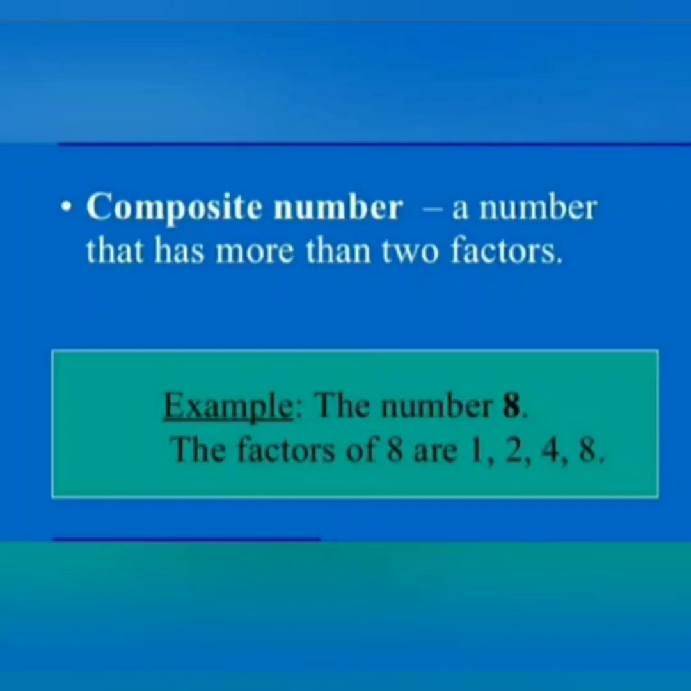Let's take an example. The number 8. The factors of 8 are 1, 2 (8 also comes in the table of 2), 4 (8 also comes in the table of 4), and 8 (8 also comes in the table of 8 only). So how many factors total are there? 1, 2, 4, 8. 4 factors are there. So this is a composite number. If there would have been only two factors, then it would be called a prime number.